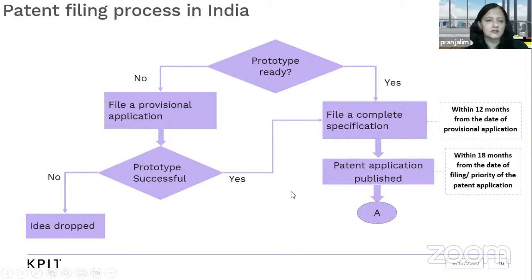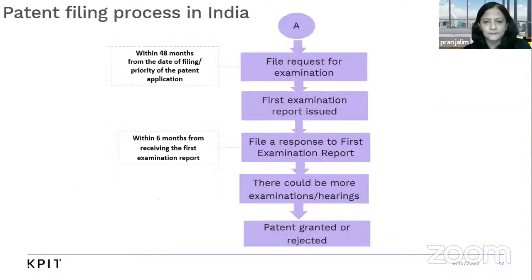So normally it will publish your patent application in the public domain. So your patent application will be available in the public domain within 18 months. If you want, there is also a way in which you can file a request for early publication, and then your application will be published within 1 to 2 months.